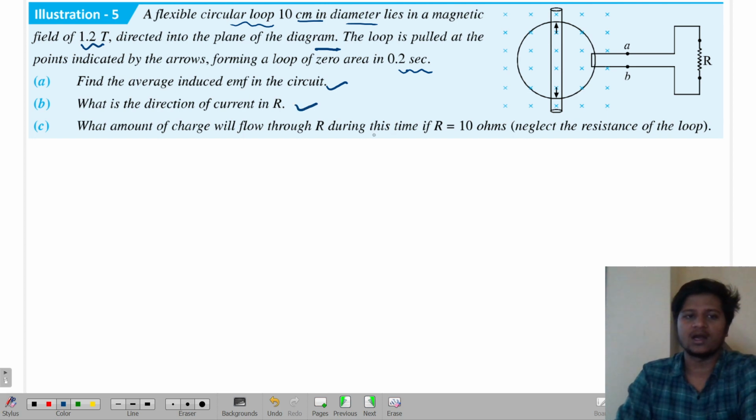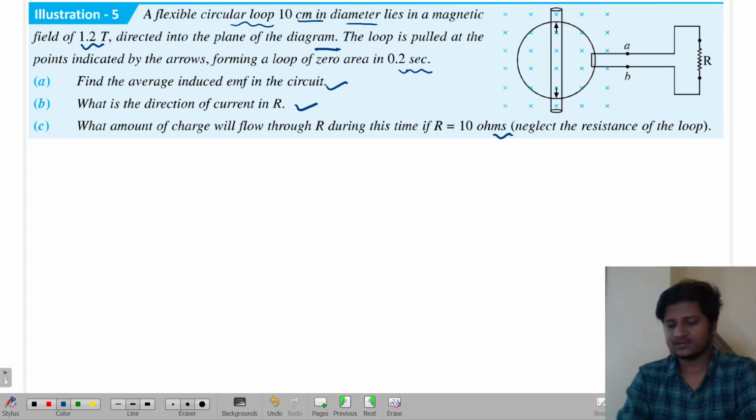What is the direction of current in R? And what amount of charge flows through this R during this time if R is equal to 10 ohms?